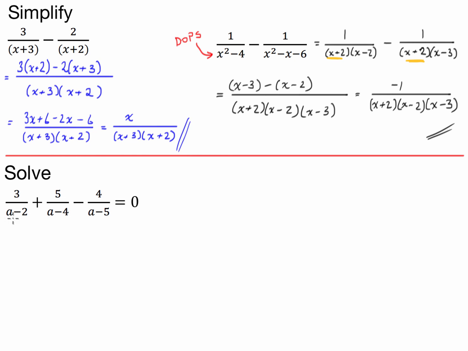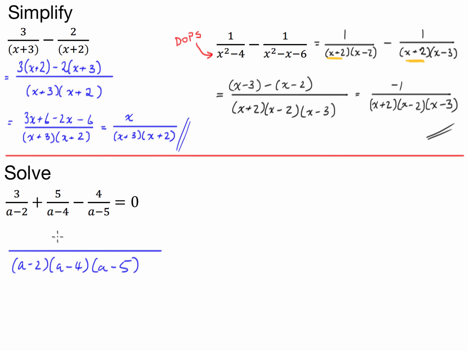You can see that this is in fully factored form in the denominators, and what that means is we're not going to have to do any more factorization. To get the same denominator across all of these fractions, we can just multiply all of the denominators together. So what we're going to have to start with is a minus 2, a minus 4, a minus 5. So we've just multiplied all of our denominators together.